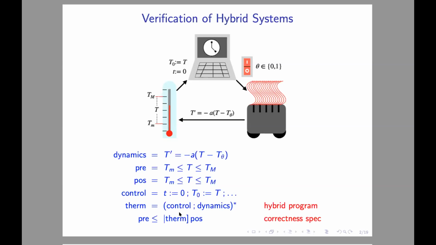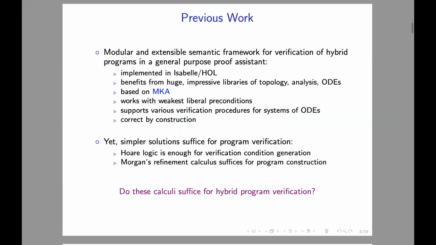For example, in previous work with this framework, we made it possible for Isabelle to encode hybrid programs inside forward box operators, so that we can guarantee that after the execution of this hybrid program, the thermostat will guarantee that the temperature is comfortable. We implemented this framework in Isabelle/HOL, and in previous work we did it with modal Kleene algebra.